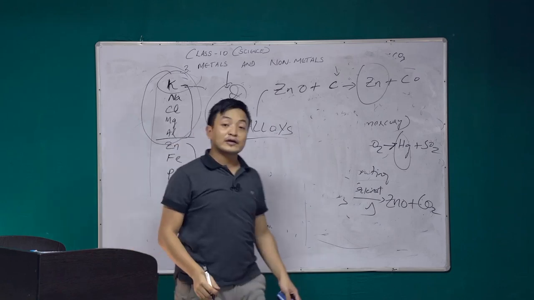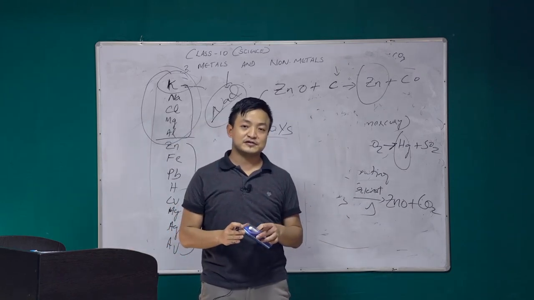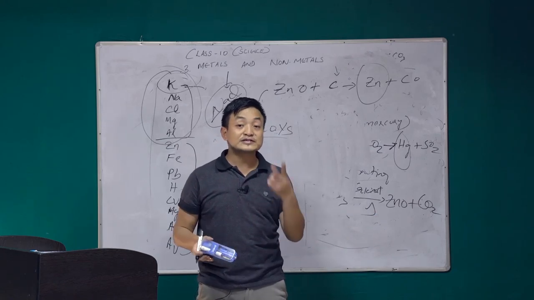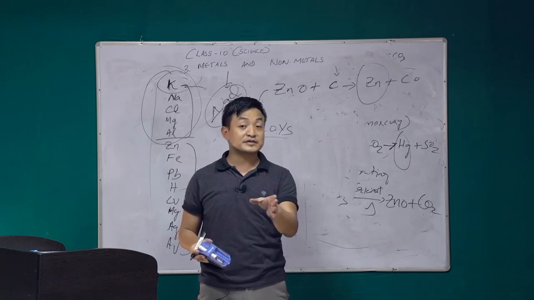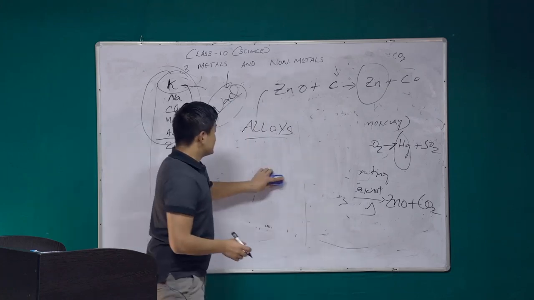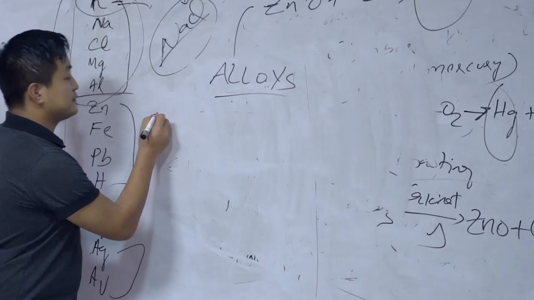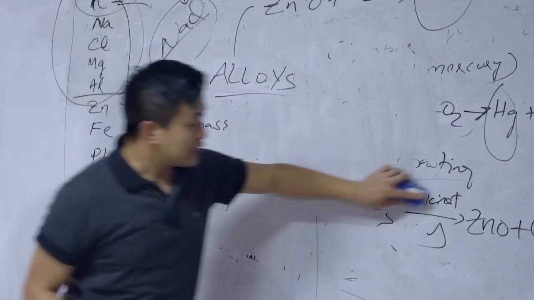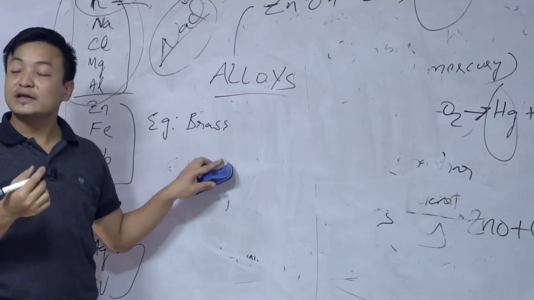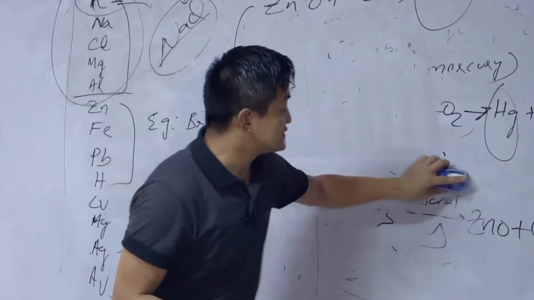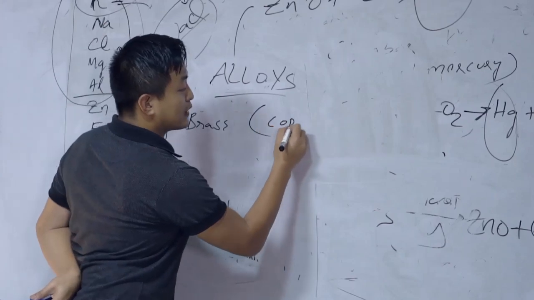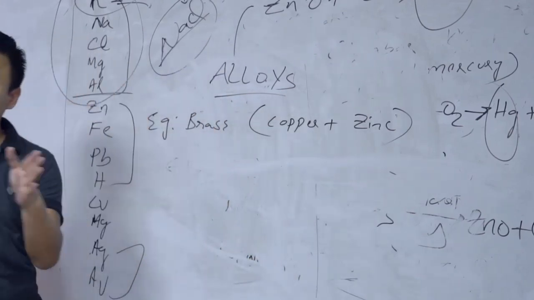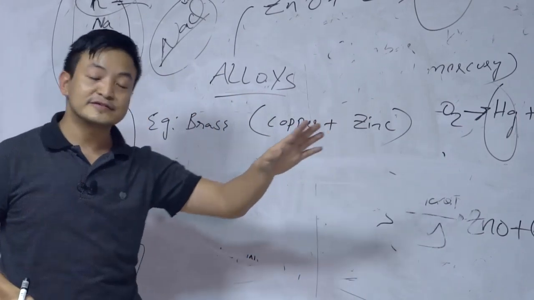So what is an alloy? An alloy is a homogeneous mixture of metals and non-metals, or between metals. In simple words, it's a mixture of metals. Now, let me give you an example. It would be brass, B-R-A-S-S. When we hear this word brass, it is a combination of two metals. What metals? It is copper plus zinc. So we have added two metals, copper and zinc, together giving brass.